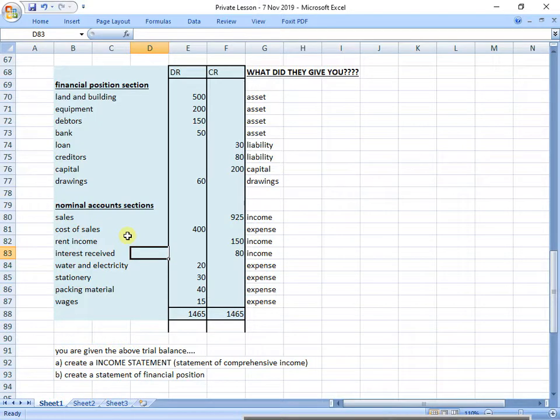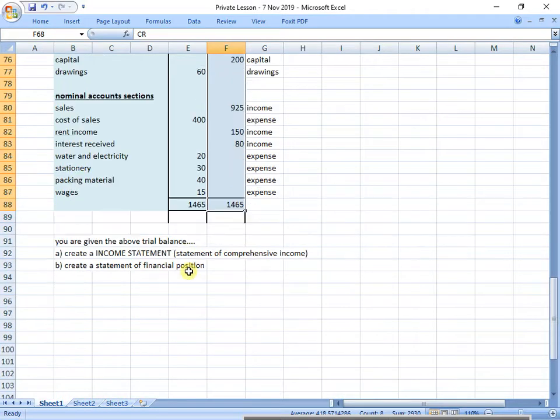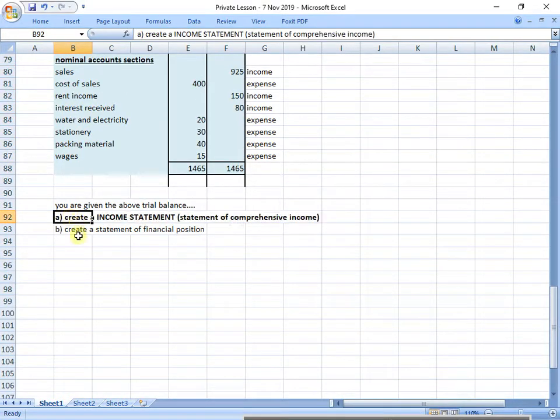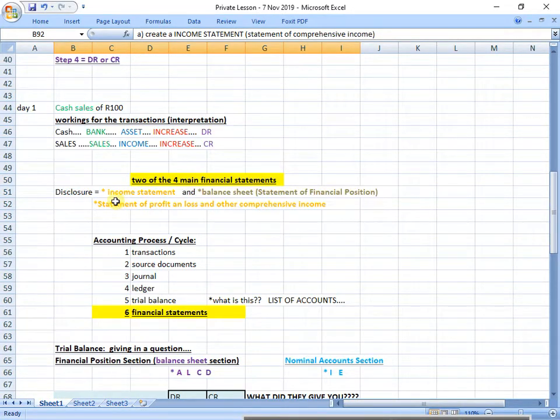Statement of financial position section. Here, assets, liabilities, capital, drawings, and then income and expenses here at the bottom. You've got a debit column, and you've got a credit column. That's what you've got. All right, so what must I do? Let's look at the first one. Statement of comprehensive income, income statement. So let's just get the heading. Here's my heading.